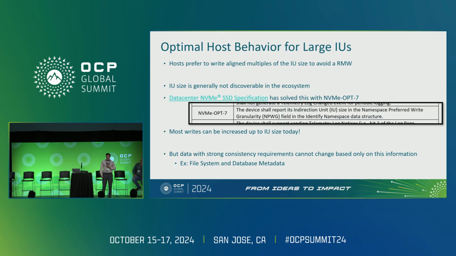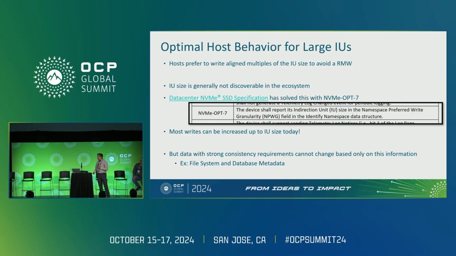Already out there, we have optimal host behavior for large IUs. We do have a way to avoid read, modify, writes already. The OCP data center NVMe specification has already solved this with a requirement to report the IU size in NPWG. So there is a way to query and get the IU size, which is a great benefit. With this information, hosts today can already move up to the IU size for much of their data.